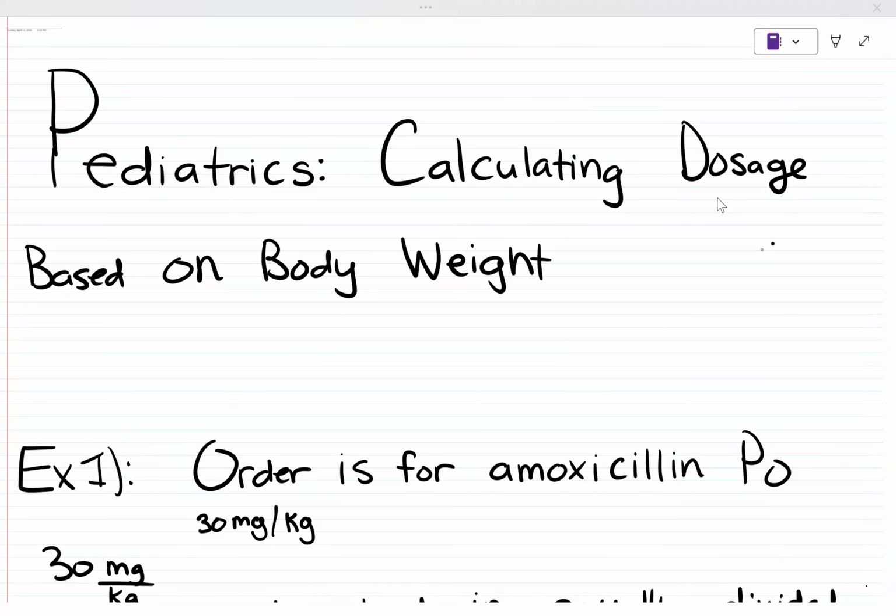Hello, in this video I will do some weight-based dosage calculation problems. We are learning pediatrics and we'll be calculating dosage based on body weight. Okay, let's start with example one.